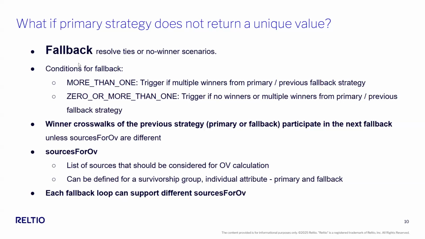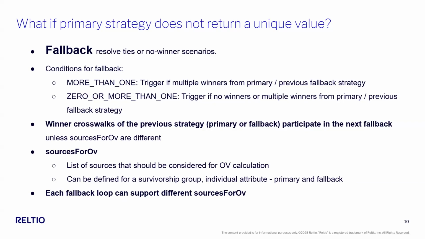So whenever you define a fallback, you need to define what is the condition based on which the fallback will be executed. Should it be more than one, or should it be for both zero or more than one? Once the condition is defined, then you can define the fallback strategy. So for example, I define my primary strategy as recency that returns 5 values. Then I can define a fallback strategy of maximum that will return just one value.